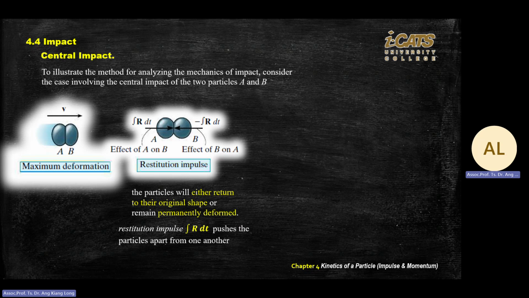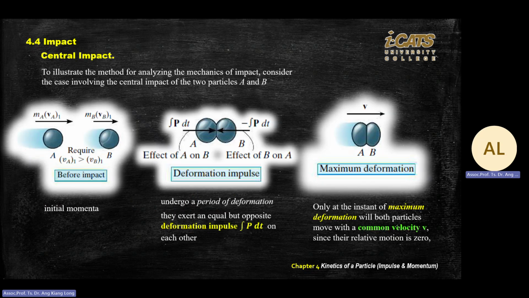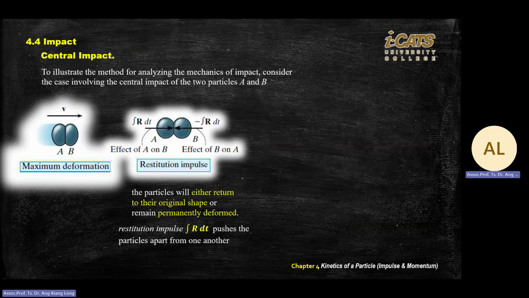Restitution is the impulse that pushes the two objects apart, to break away. But deformation is only towards maximum deformation. This impulse PT is to make sure it reaches maximum deformation and they go together at the same speed. But restitution is to break away the two objects. There are two cases, either permanently deformed or original shape.